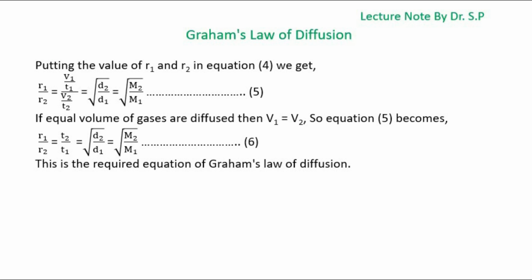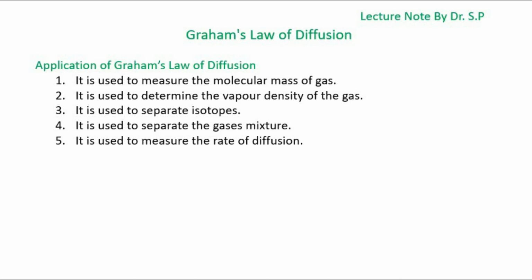If equal volume of gases are diffused then V1 is equal to V2, so equation 5 becomes R1 by R2 is equal to T2 by T1 is equal to root under D2 by D1, is equal to root under M2 by M1. This is the required equation of Graham's law of diffusion.